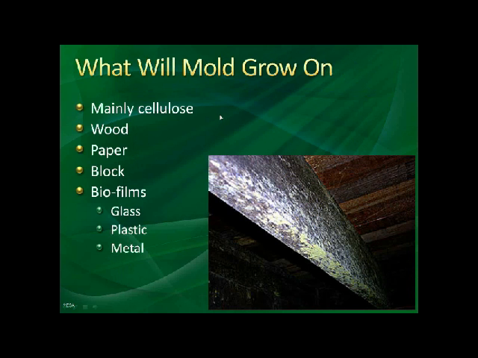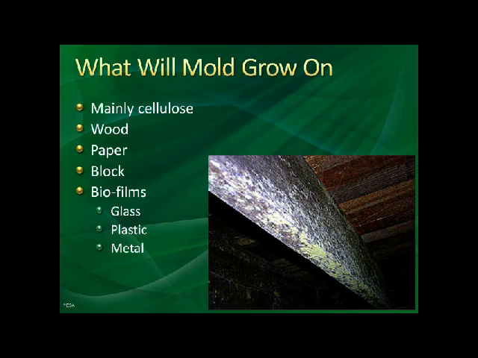Mold will grow on just about anything. It'll mainly grow, especially penicillium or aspergillus, on cellulose materials: wood, paper. It'll grow on block walls. It'll grow on the biofilm that's on the block. One of the biggest things in the teachings that we do is we start a little conversation about, does mold grow on glass? And that raises questions, with people saying, yes, it does. No, it doesn't. It doesn't actually grow in the glass. It grows on the biofilm or dirt and debris, the food source on the glass or plastics or metal.